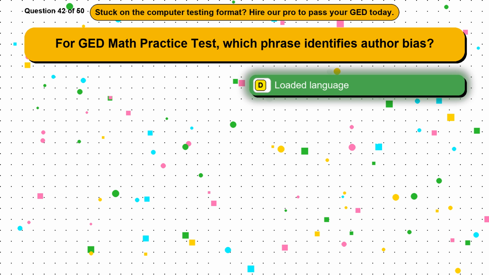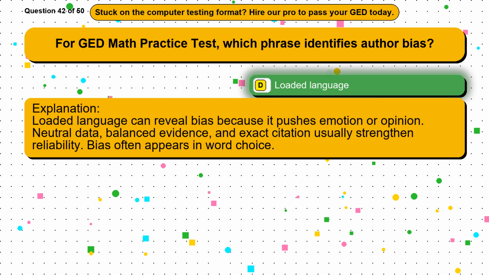Loaded language. Loaded language can reveal bias because it pushes emotion or opinion. Neutral data, balanced evidence, and exact citation usually strengthen reliability. Bias often appears in word choice.